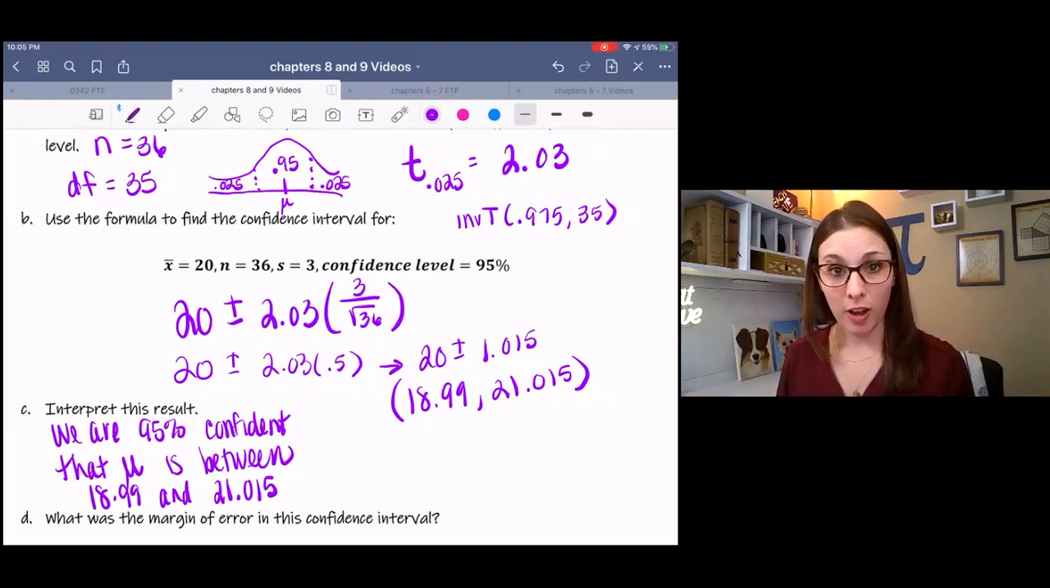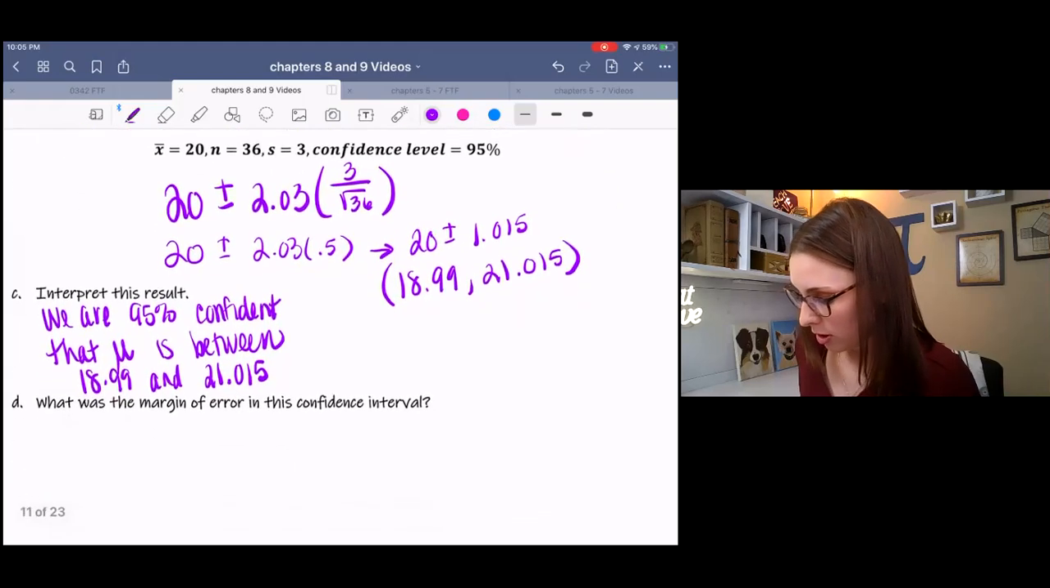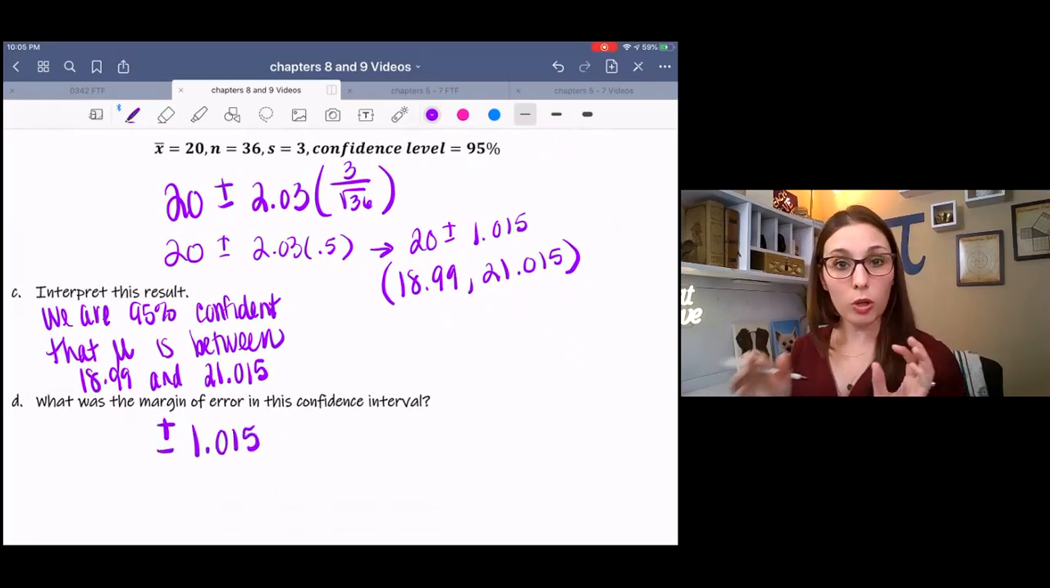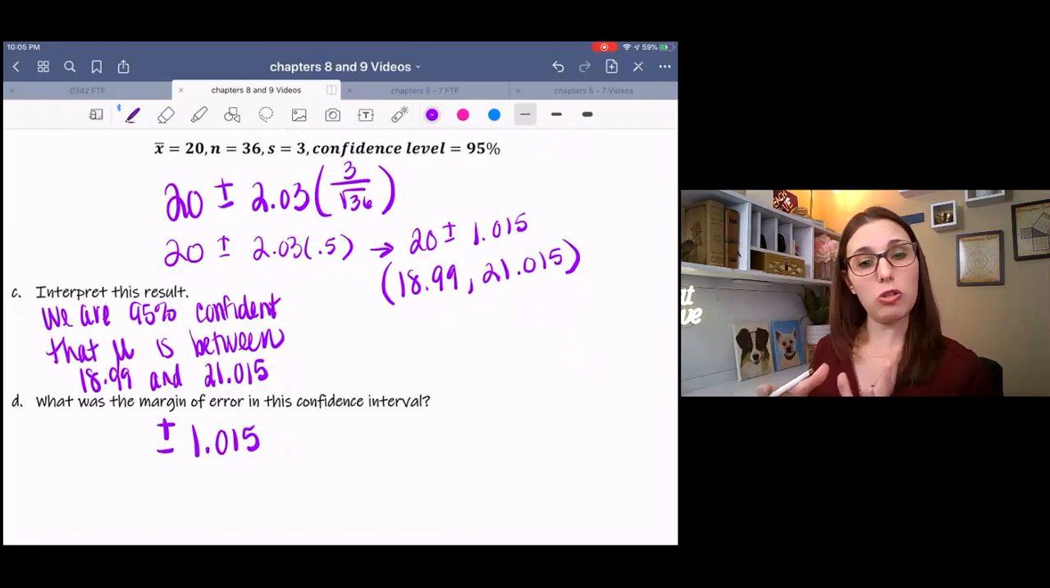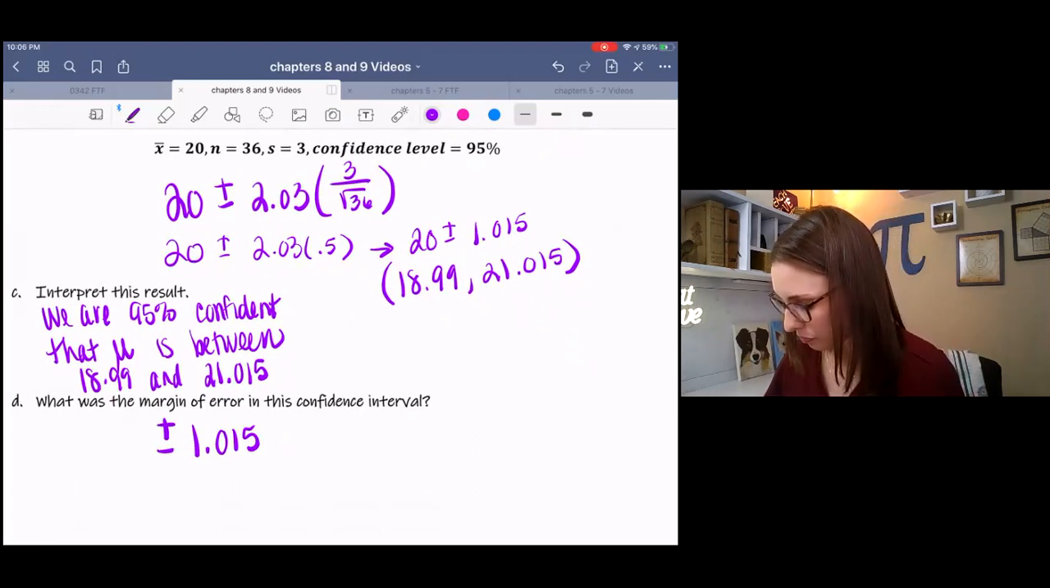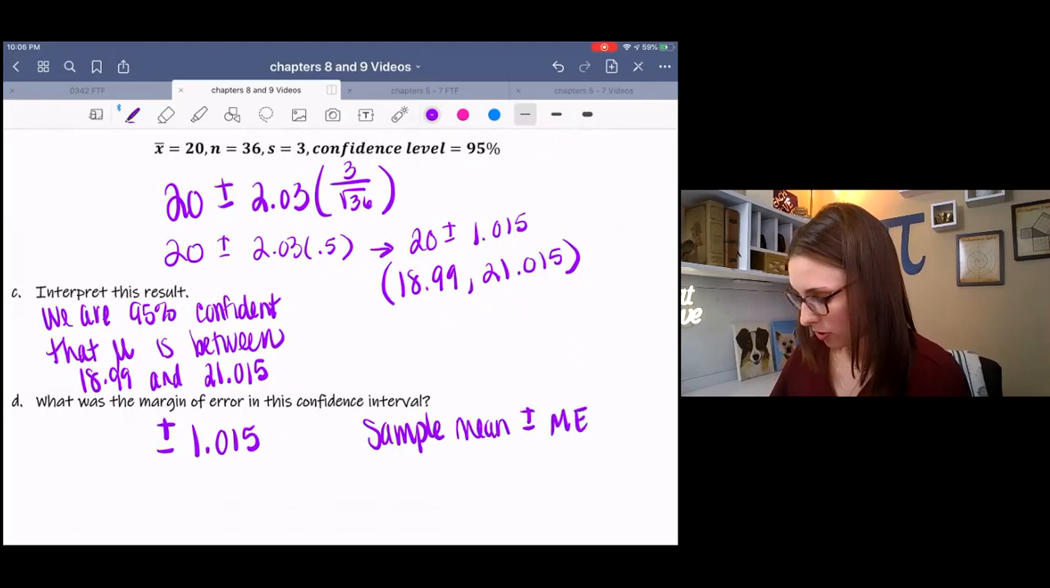So what does that mean? We are 95% confident that the population mean is between those two values. And then what was the margin of error for this confidence interval? If you'll remember, the margin of error is the plus or minus at the end. And that's kind of our wiggle room with our confidence interval, confidence level of 95%. So we're saying it's give or take 1.015. We know that the population mean is somewhere in here. So we have the sample mean plus or minus the margin of error.